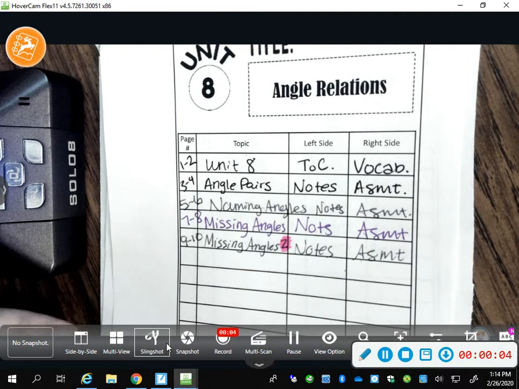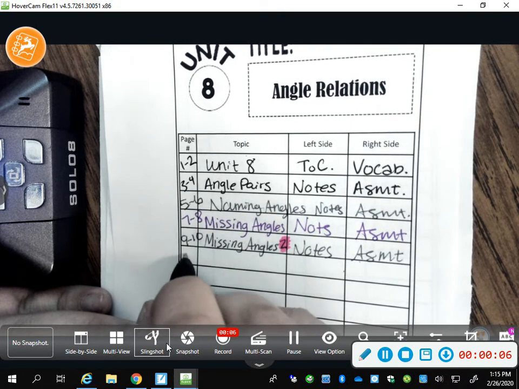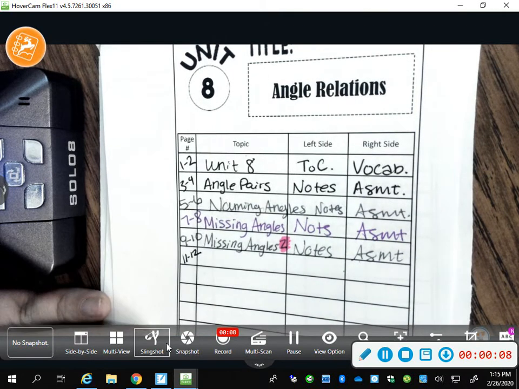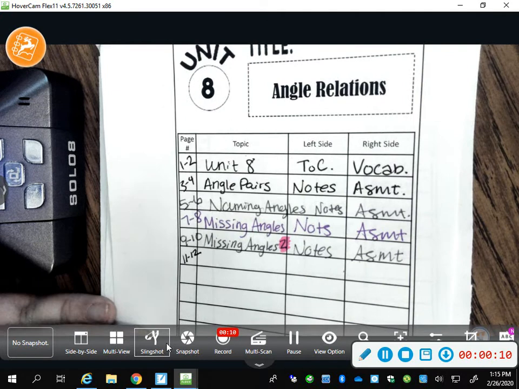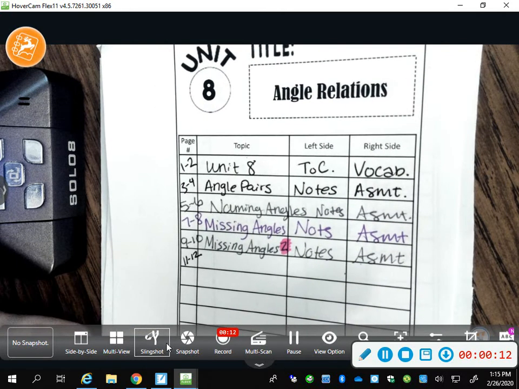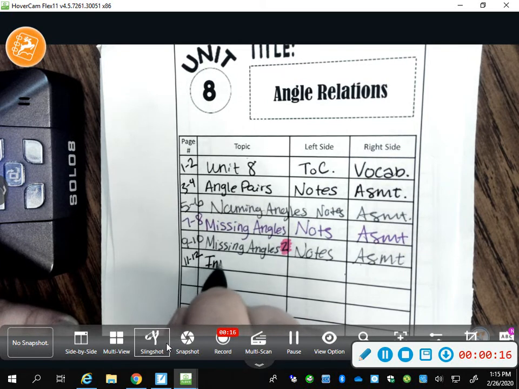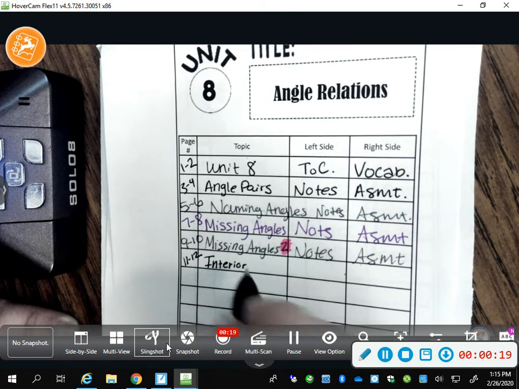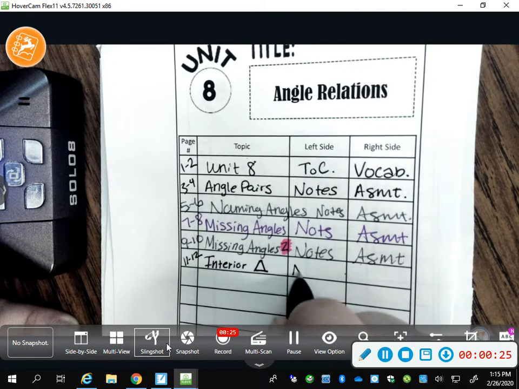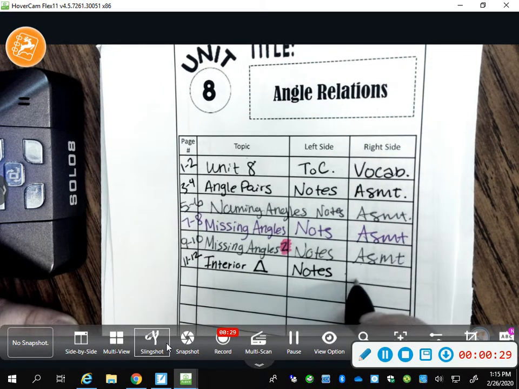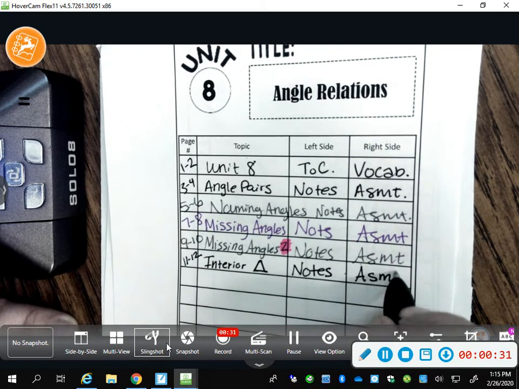Okie doke. Today we are on page 11 and 12 of our Unit 8 table of contents. Today we'll talk about the interior, that's inside, angles of triangles. I'm just going to draw a triangle instead of writing the word. On the left side we'll put our notes. On the right side, page 12, you'll glue in the assignment when it's graded and given back to you.